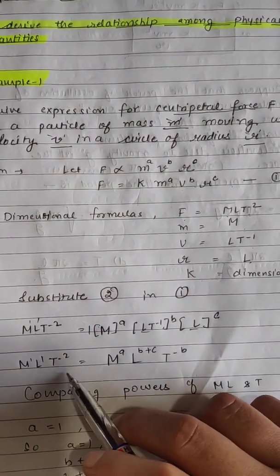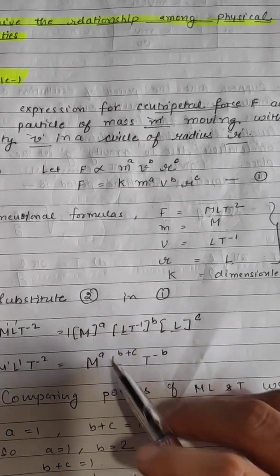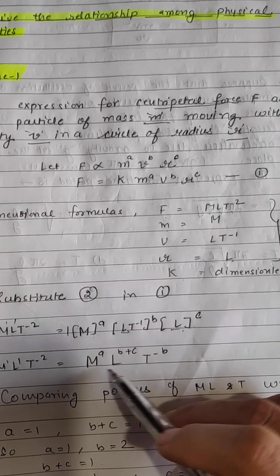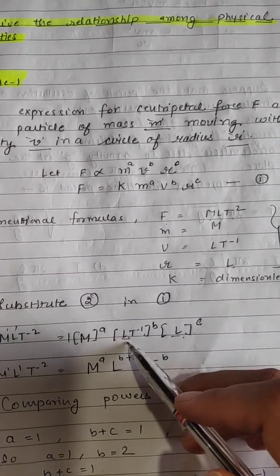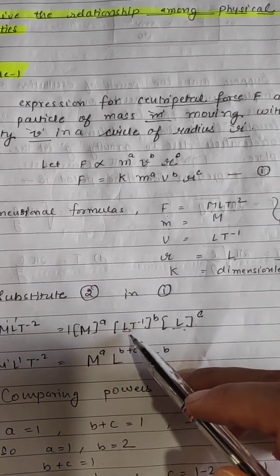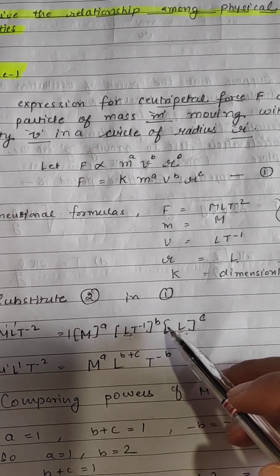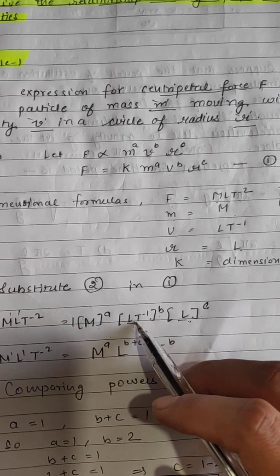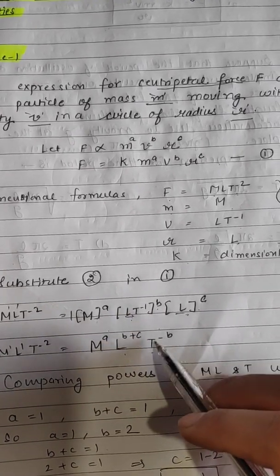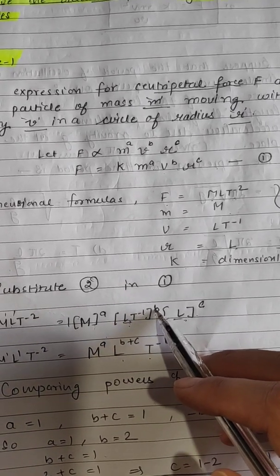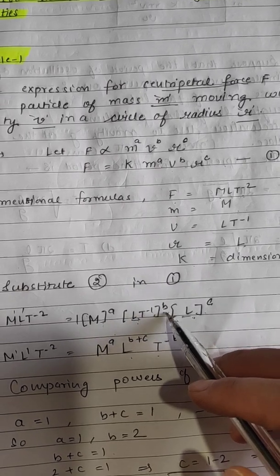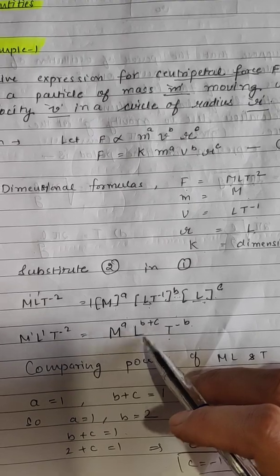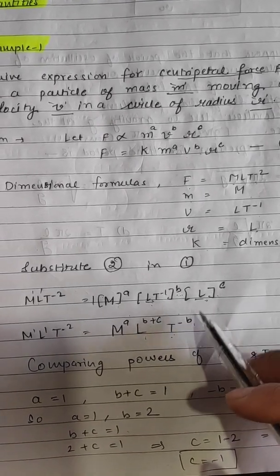Now we have to compare. Firstly we'll collect all these things, like m is here, so m raised to power a. L is here, L is here. Now when the base is same, powers will be added or subtracted. Okay, so here both are positive, these will be added, L, b plus c, and here t minus 1 into b, because b is outside the bracket, so minus b. So m raised power a, L raised power b plus c, and t raised power minus b.